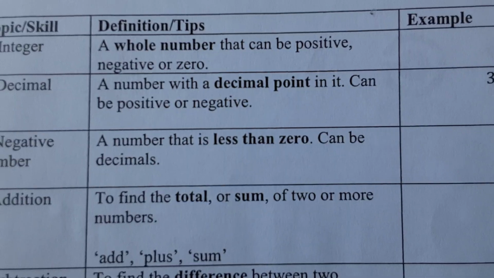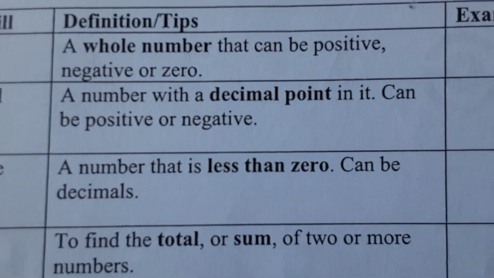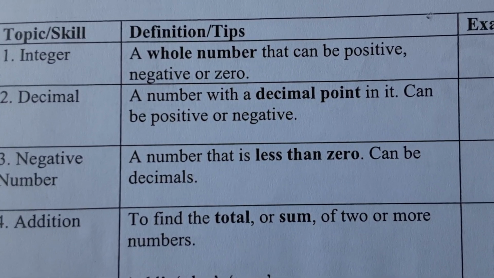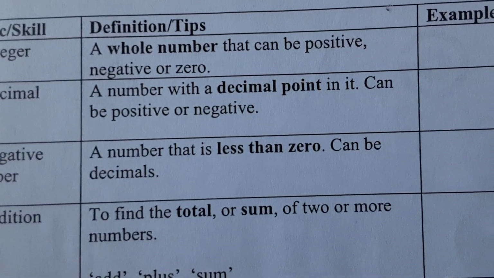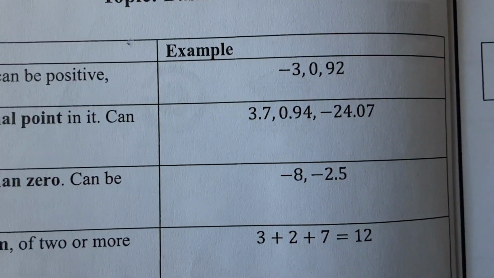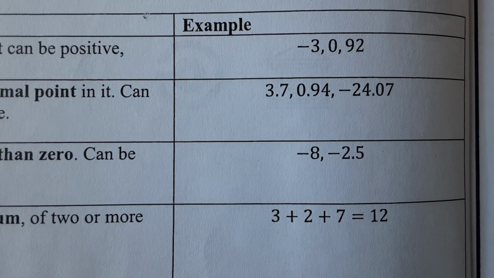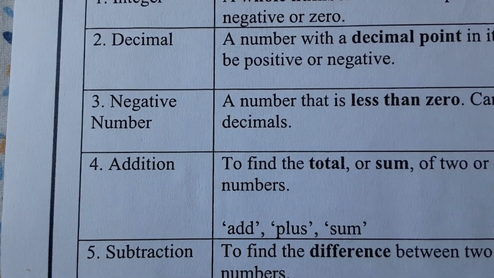Okay, our next one is a decimal. So a decimal is a number with a decimal point in it. It can be a positive or a negative, okay? So do not get confused when we say decimals because it just means a number with a point in it, okay? But it can't be a 0. It has to have that point, okay? So it can be, for example, 3.7, 0.94, and negative 24.07, okay? It's really simple.